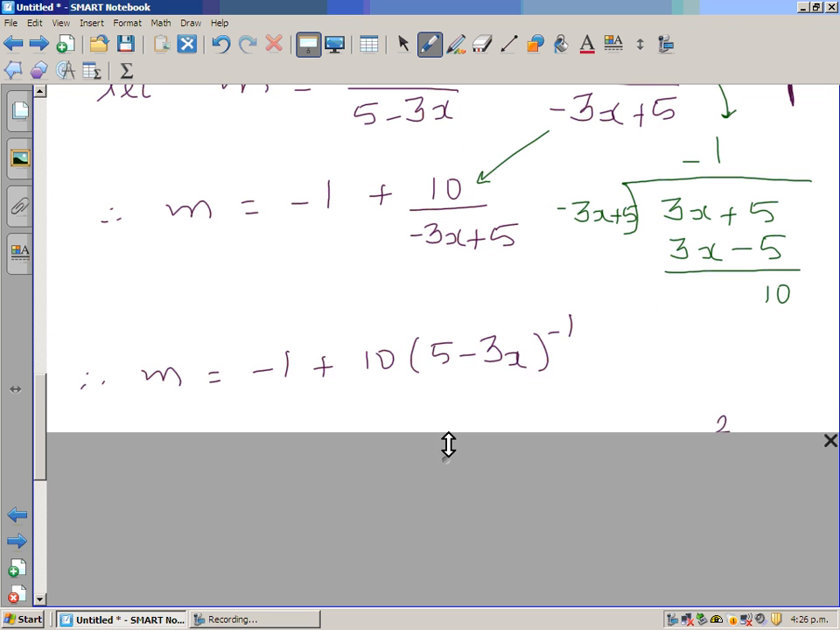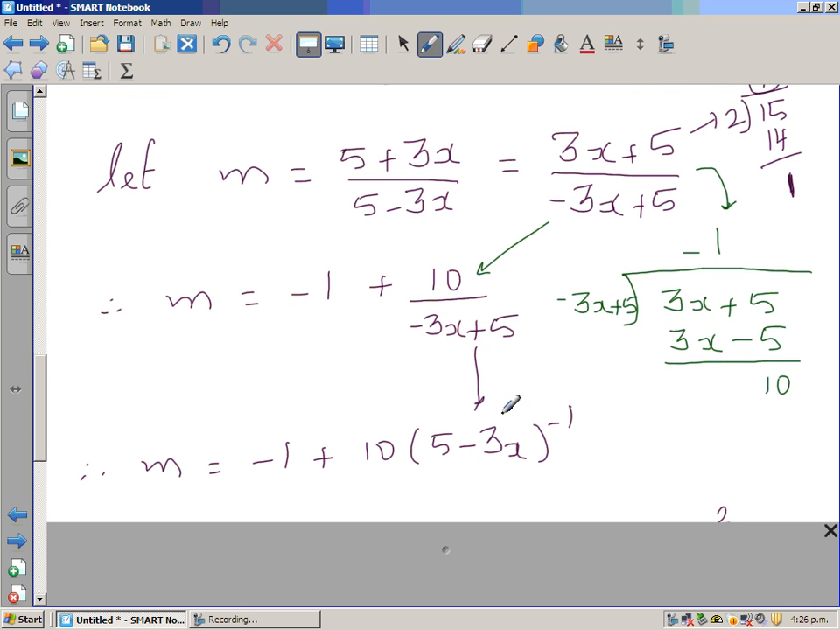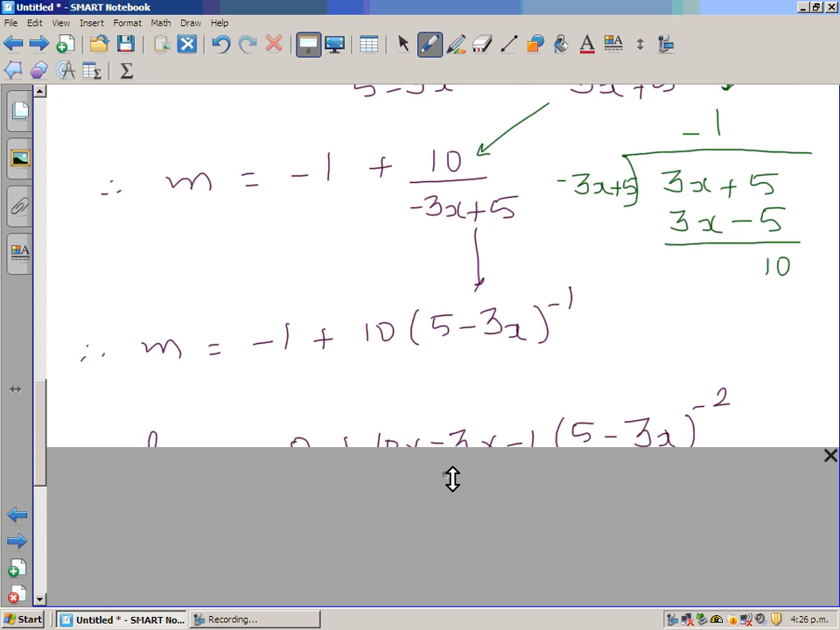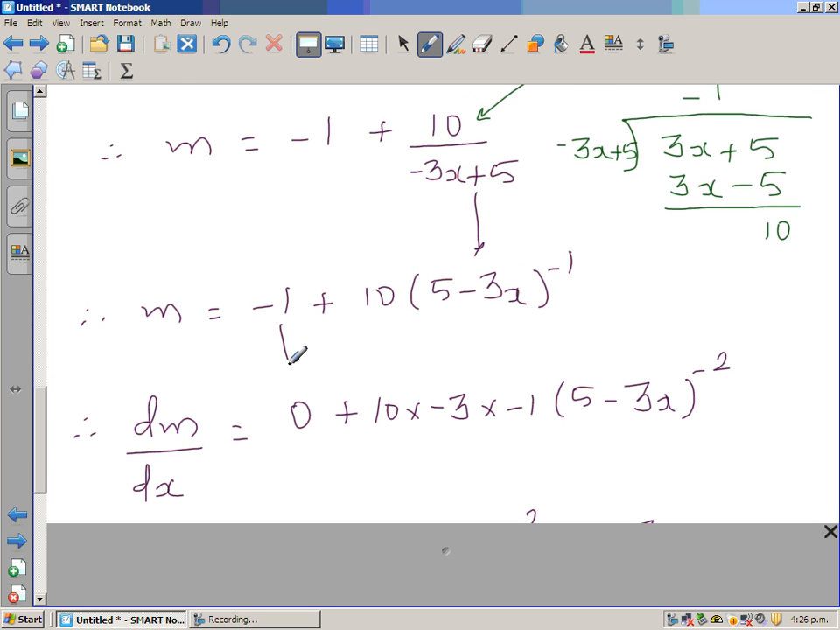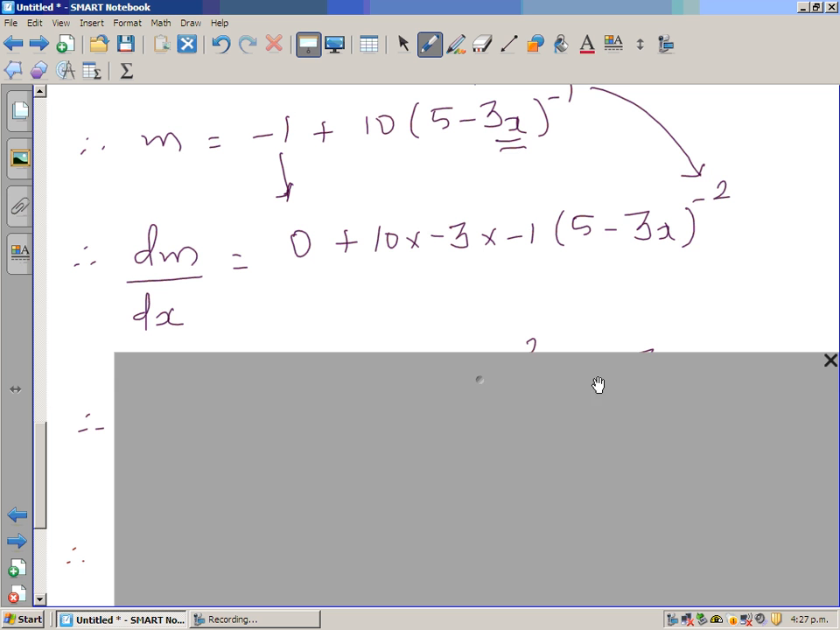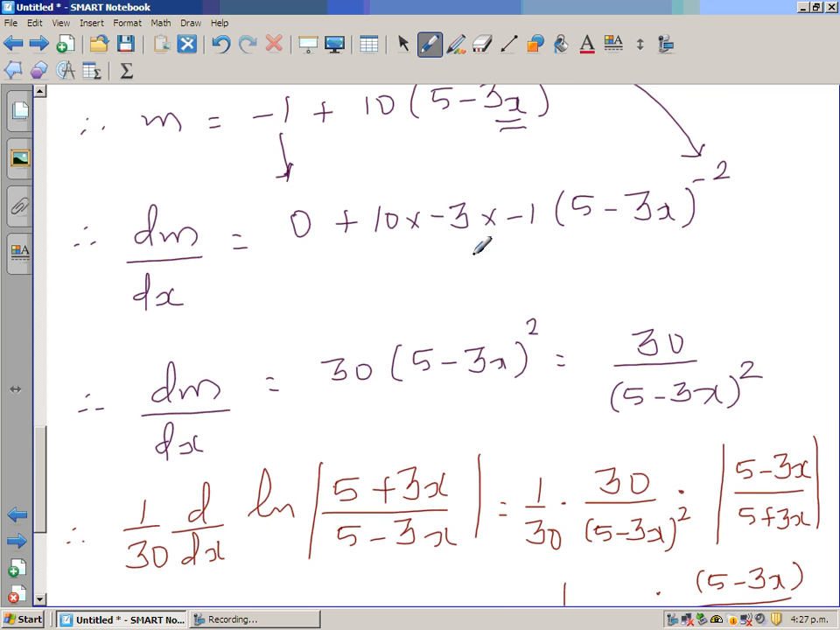Now this can be written like this: 10 times (5 minus 3x) to the power negative 1. Differentiating with respect to x, dm by dx: the differentiation of negative 1 is 0. And this is 10 times, again applying the chain rule, you multiply by negative 3, then drop the power down and decrease the power by 1, so minus 1 becomes minus 2. So dm by dx is plus 30 over (5 minus 3x) the whole squared.